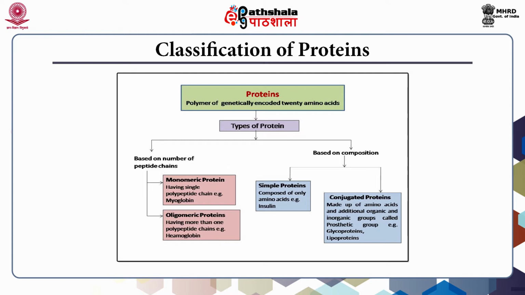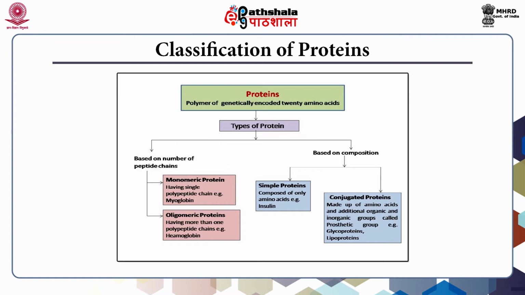On the basis of composition, proteins can be simple protein composed of only amino acids, for example insulin, or they can be conjugated protein made up of amino acids and additional organic and inorganic groups called prosthetic groups, for example glycoproteins and lipoproteins. Proteins can also be divided on the basis of tertiary structure. They can appear as globular proteins, fibrous proteins and membrane proteins.